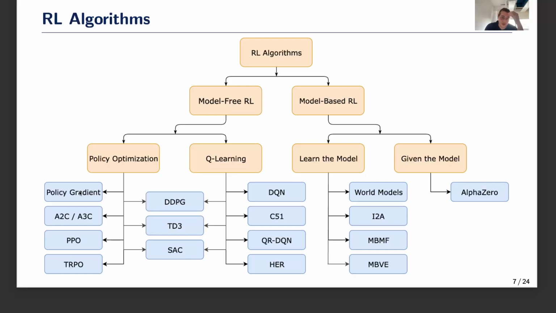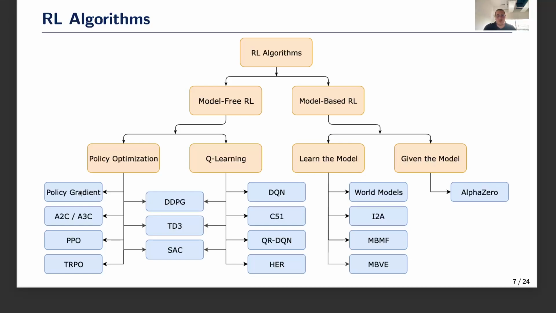Q-learning. This group focuses on value-based methods where the agent learns a value function Q and acts greedily. Popular examples are DQN, deep Q networks, the breakthrough paper from DeepMind.